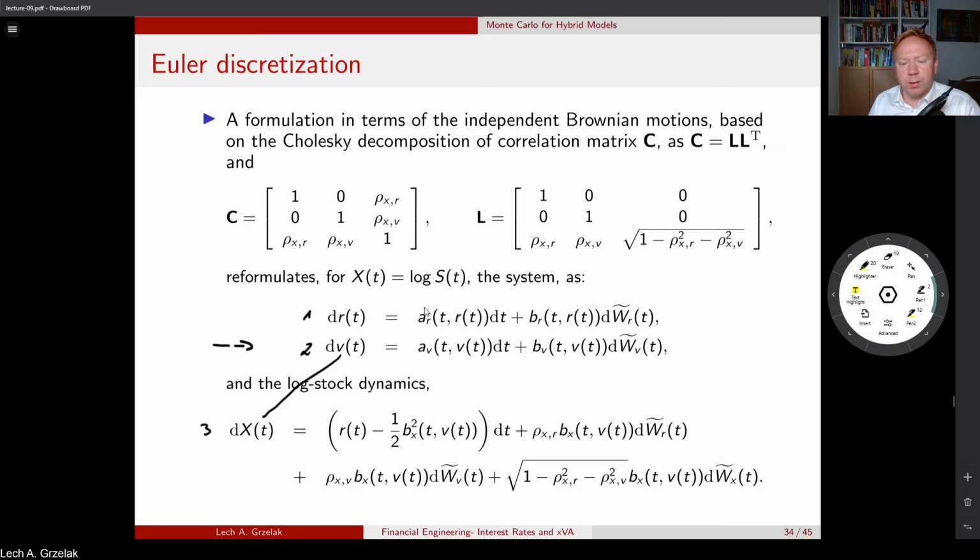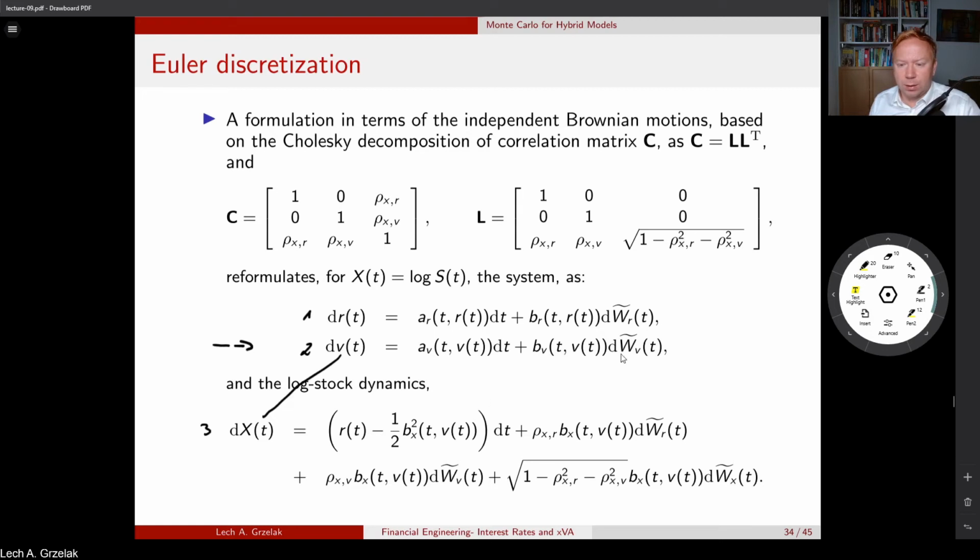So interest rate is first, because those two are independent, so it doesn't matter whether variance is first or interest rate is first. And X, which will depend on both of them, we would like to keep as the last one in the Cholesky decomposition. Then that will not impact our simulation of the variance and also of the interest rate.